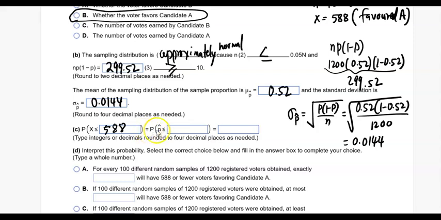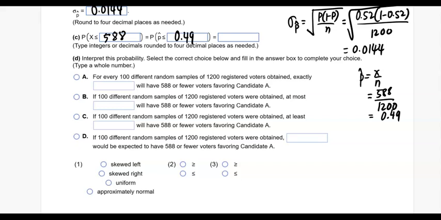But now you have to change this X to p hat. Remember that p hat equals X over n. So X is 588 divided by n, which is 1200, and that gives you 0.49. So technically we are looking for the probability of p hat less than or equal to 0.49.